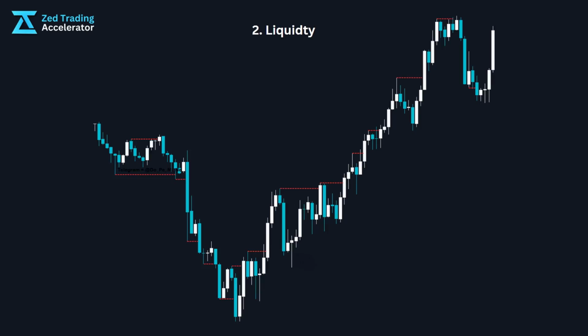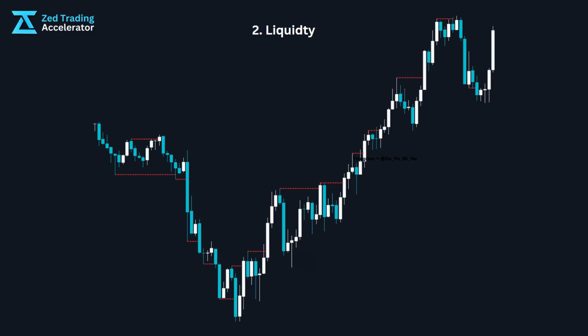Alright, so I need you to remember this. This is the key to this market. If you saw that the price has rebalanced something, it means that now it's going for a liquidity. That's it.